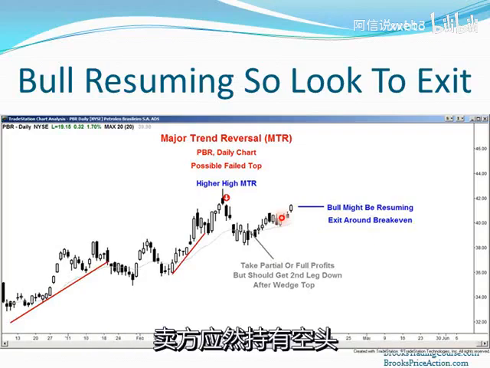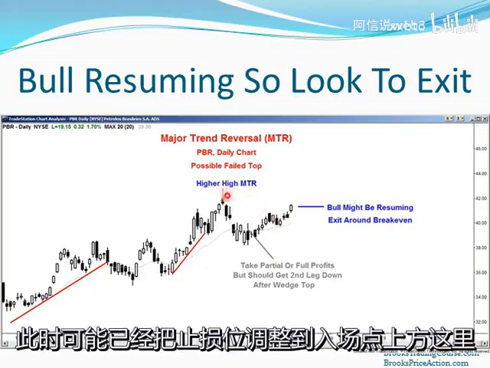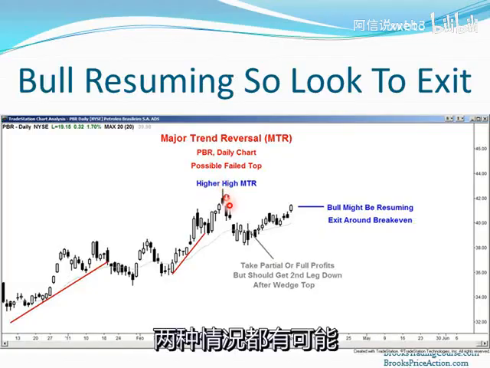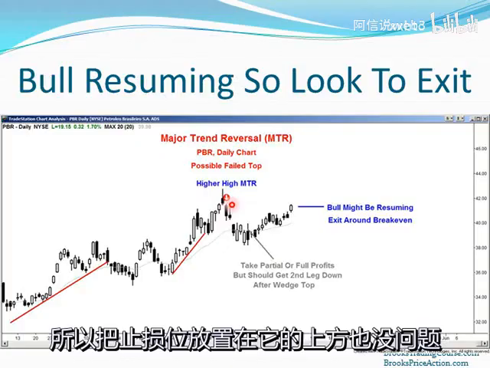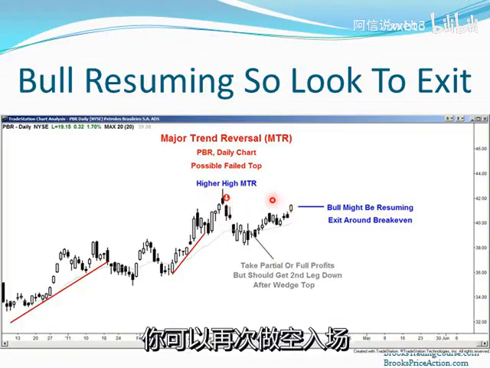The bears still arguably are short with a stop above their signal bar. They might have their stop above their entry bar at this point, but I think it's probably better to, well, I don't know, I think you could argue either way. This is a pretty strong entry bar, so I think it's okay to have your stop just above it. If the market goes above it and reverses down, then you can short again.